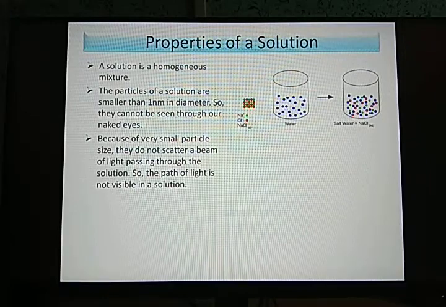Now, because of their very small size, they do not scatter a beam of light passing through the solution. So the path of the light is not visible in a solution. Okay, this you can try at home. Make a true solution, for example, salt or sugar, whatever, an easy one, and then pass a beam of light with the help of a torch light.